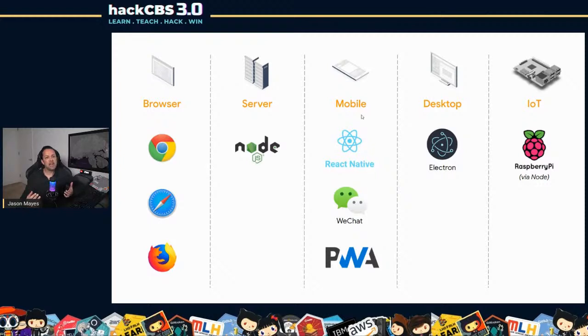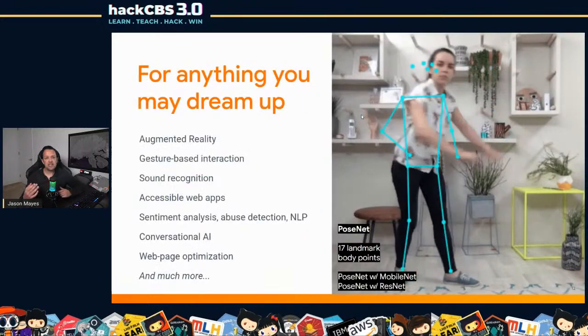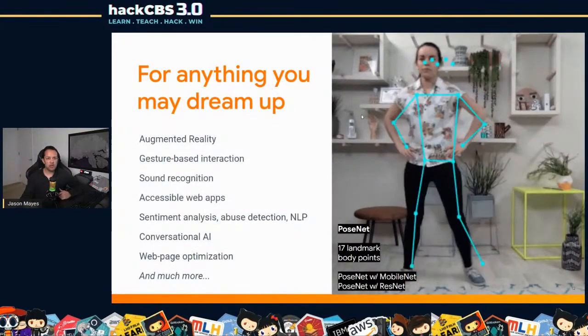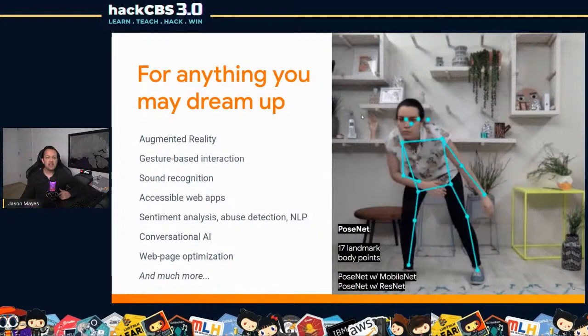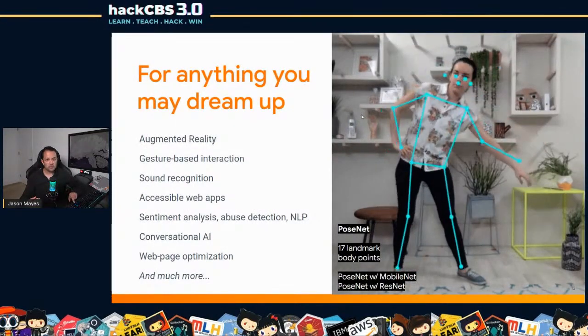And JavaScript is one of the only languages that can run across all of these devices without any additional plugins and so on and so forth. So this is very, very powerful just for this purpose alone. And TensorFlow.js allows you to run, retrain via transfer learning, or write your own machine learning models completely from scratch if you choose to do so, just like you might be doing already in Python, but in JavaScript. And this allows you to make up pretty much anything you could possibly want, from augmented reality, sound recognition, sentiment analysis, conversational AI, and much, much more.